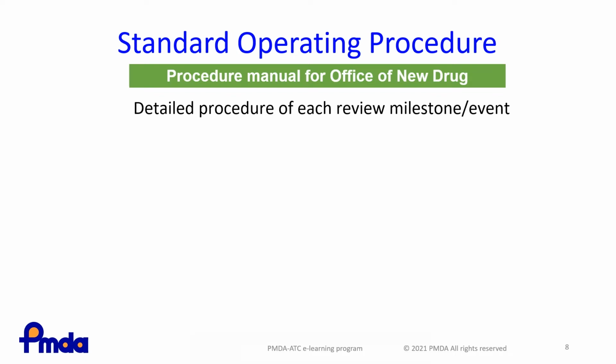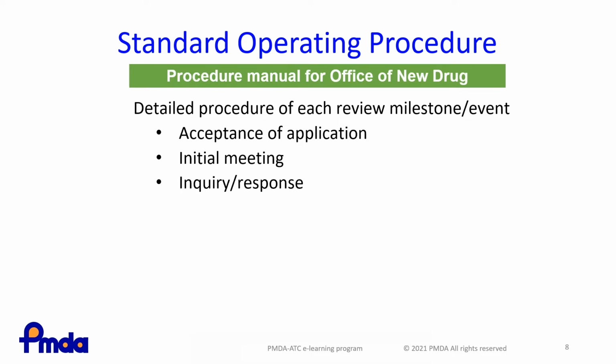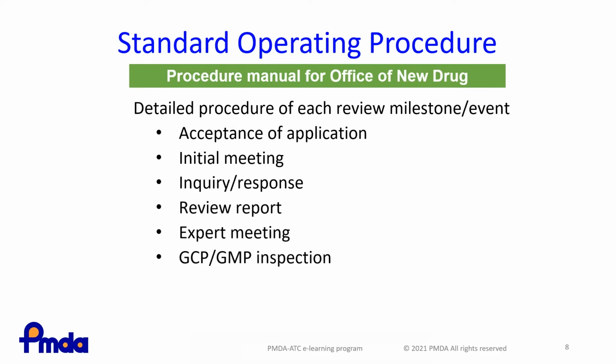This includes the date of the application, initial meeting, communication for inquiries and responses, preparation of review reports, expert discussions, confirmation of GCP and GMP inspection progress, meetings with the Pharmaceutical Affairs and Food Sanitation Council, and post-approval tasks. SOPs for these matters have been established and implemented, enabling appropriate project management. The SOP for the Office of New Drug is not available outside of PMDA because it describes specific procedures in detail.